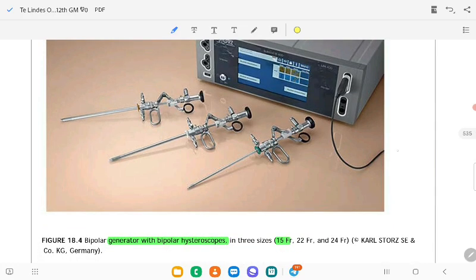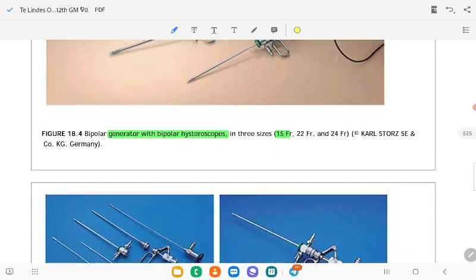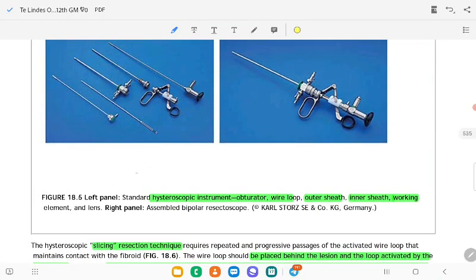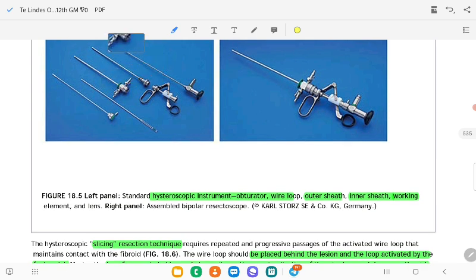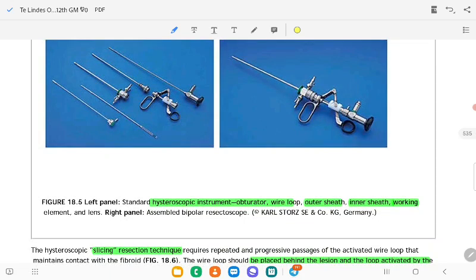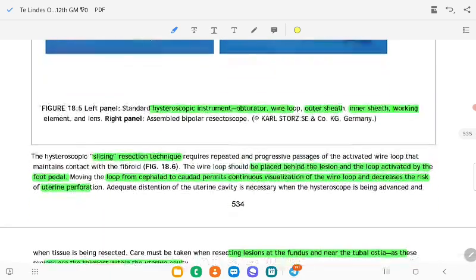These are the instruments. The first one comes in three sizes. These are all bipolar generator, three bipolar hysteroscopes. This is the obturator, the wire loop. This is the outer sheath. This is the inner sheath. Then the working channel.